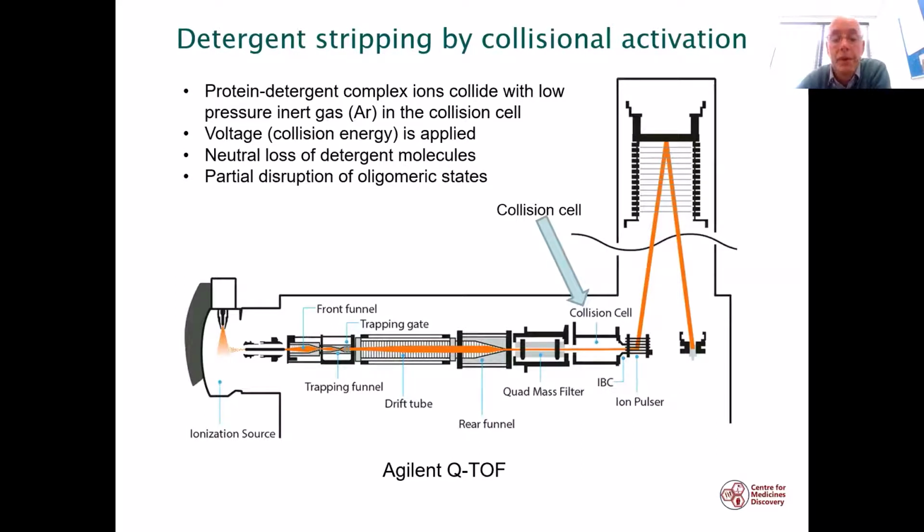So we do that here on this instrument. This is how it works. Our collision gas is argon. We apply this collision energy. And what happens, as I've said, is you get neutral loss of the detergent molecules. There is another thing which is possibly less desirable, which is you get partial disruption of oligomeric states. Now, if you're interested in oligomeric states for native mass spec analysis, you have to bear this in mind. You don't get total disruption, but you do get partial disruption, and that makes the data analysis a little bit tricky.